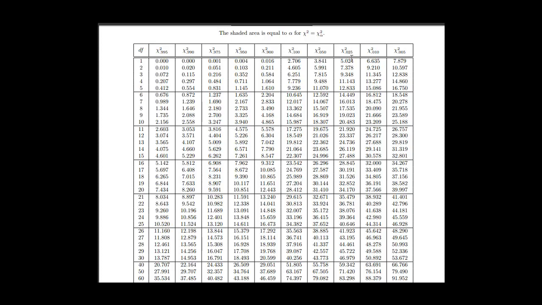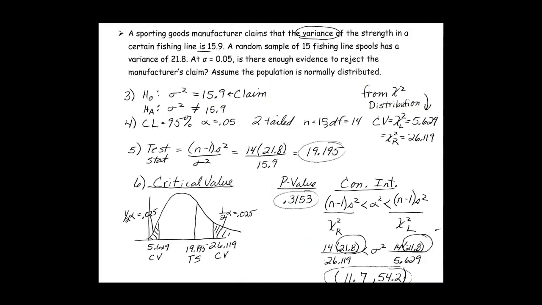And then over here in this column, 0.025, we're down to 26.119, the value that would separate our right tail rejection zone from the usual values in the middle of our curve. So I'm going to go back to this.